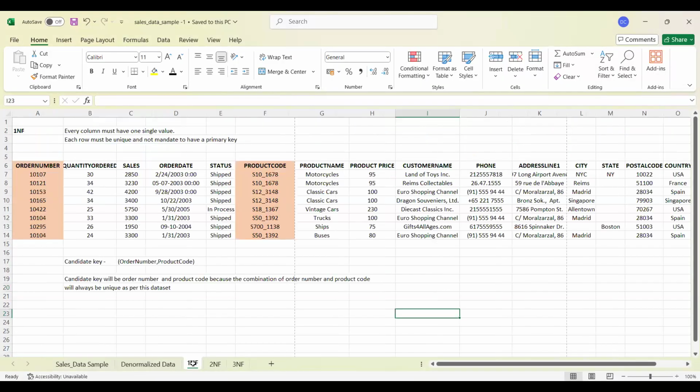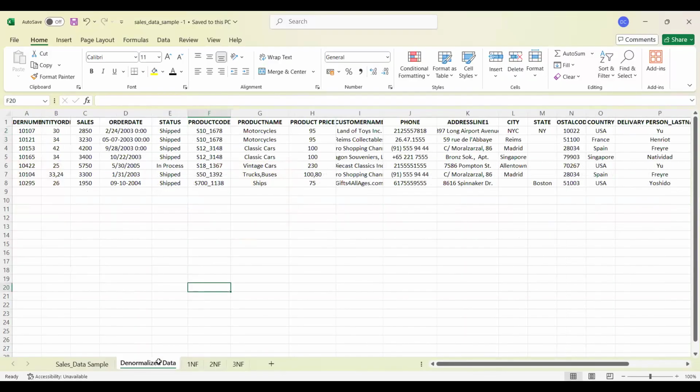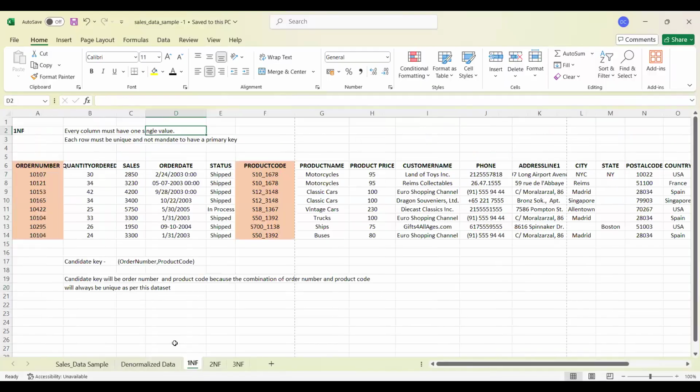So what does 1NF say? Each column must have one single value and each row must be unique, and there is no need to give any primary keys, correct? So with respect to that, what we did in the first rule: as you can see, there were multiple values here, we just divided or split them and we got it like this, correct?